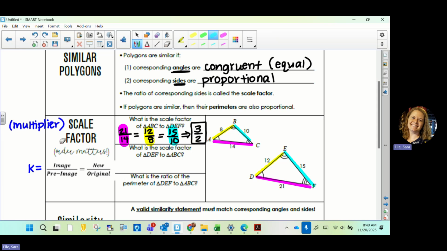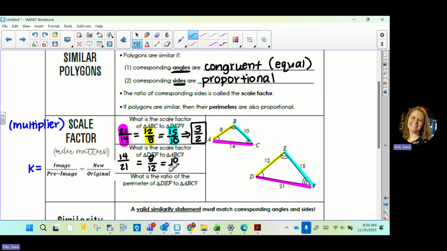Okay, so this is why order matters. Am I going to enlarge or am I going to reduce? So you have to pay attention to the order. So if this was going from DEF to ABC, all of those fractions would be flipped, wouldn't they? If the original is, or the new one is the smaller, this is what those would look like.